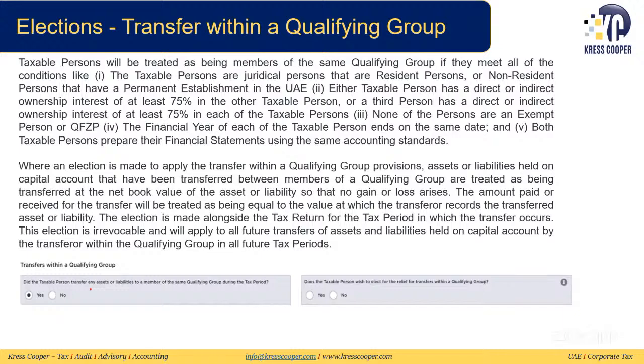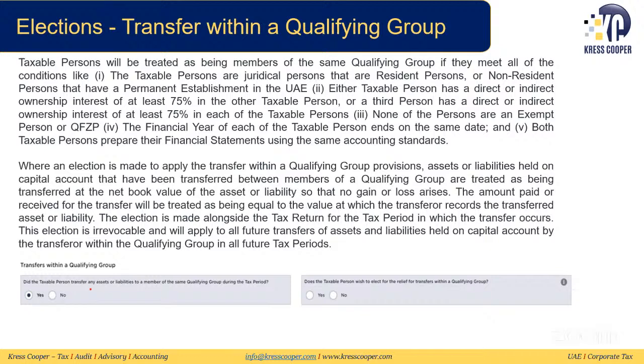And none of the persons can be an exempt person or a qualifying free zone person. The financial year of each of the taxable persons should end on the same date, and both taxable persons should prepare the financial statements using the same accounting standard. So if you meet these conditions to be part of the same qualifying group, and you make an election to apply, then all the assets and liabilities held on capital account that have been transferred between the members of the qualifying group during the year, if any, will be treated as transferred at book value. There will be no gain or loss arising from this transaction. So the amount paid or received for the transfer will be treated as equal to the value at which the transferor records the transferred asset or liability.